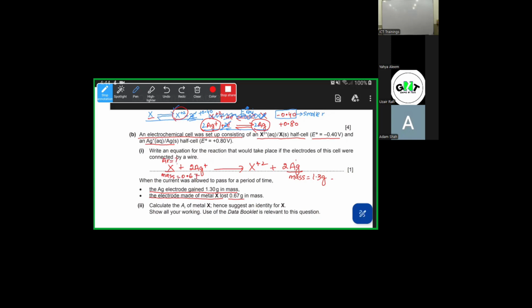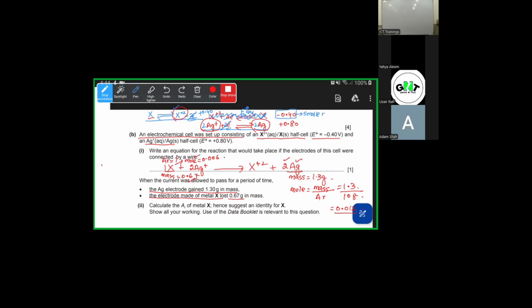So first of all, my dear, you should change this silver into mole. The formula of mole you should use, mole is equal to mass over Ar. So the mass up here is 1.3, Ar of silver is 108. So if you solve it up, what you will get? 0.012. So these are the moles of silver. By molar ratio, 2:1, make the moles of this one. So the mole of X you will get is 0.006.